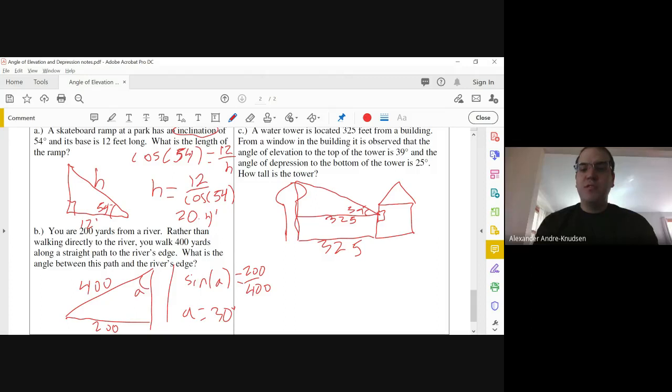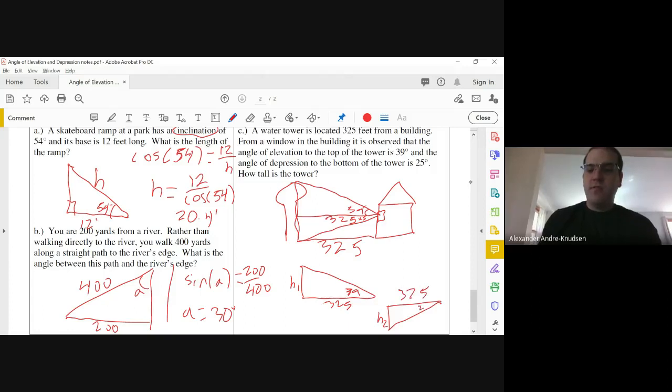And the angle of depression from the window to the bottom of the tower is 25. So this is 25. How tall is the tower? So we have to find both of these distances. So we've got the top triangle, let's say, so I'm going to redraw the triangles. Think back to our older units, I always said redraw them. We've got 39 and 325 with this first height. And then we've got another triangle with height 2, that is 325 right here, and 25.